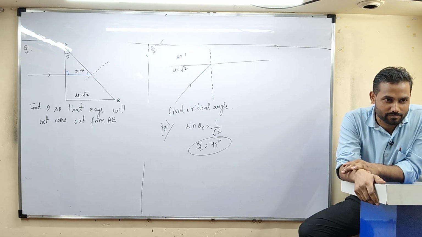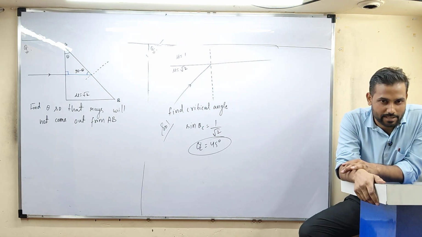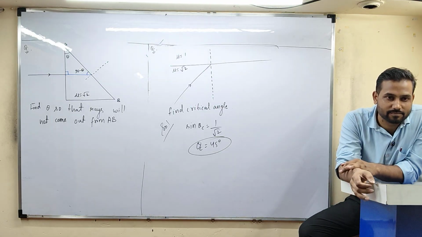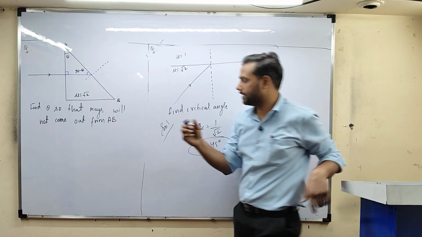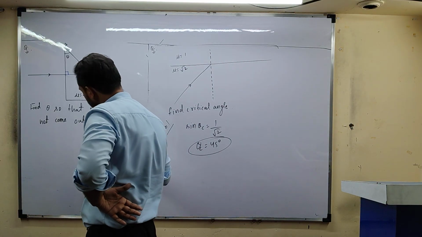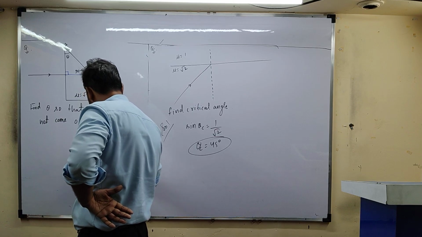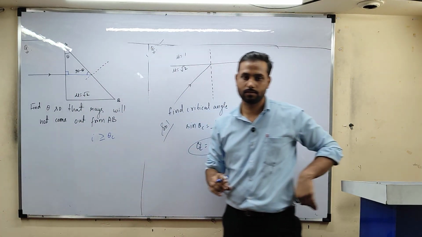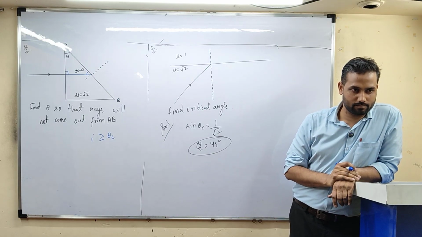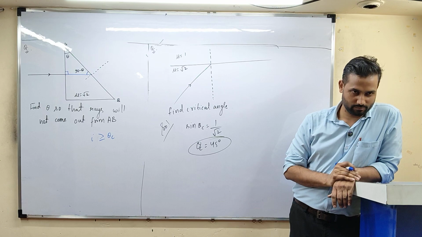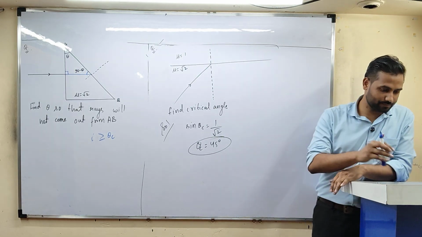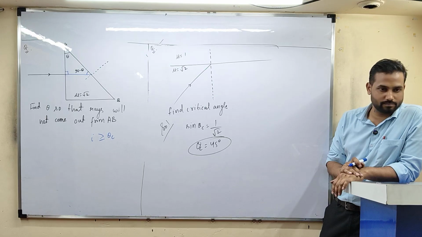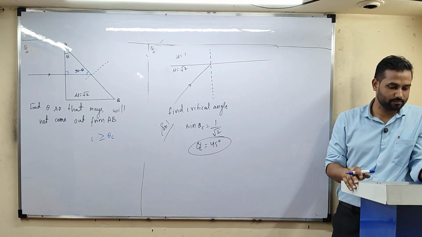Then it will not come outside from AB. I should be greater than or equal to what? Theta C. I. इतना होना चाहिए वो. Solve.